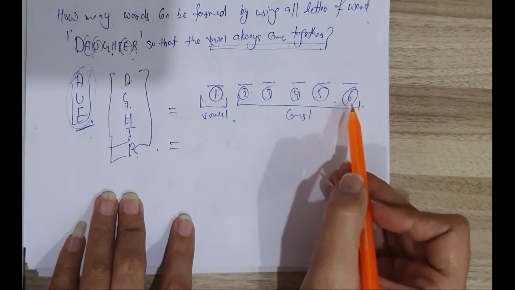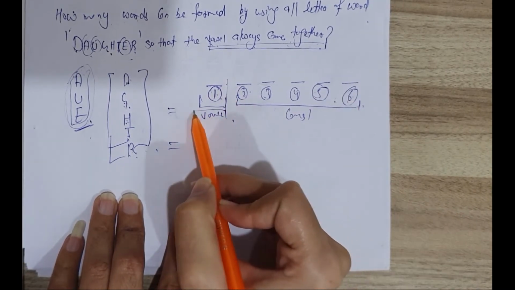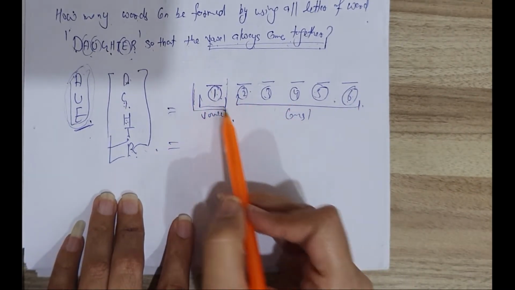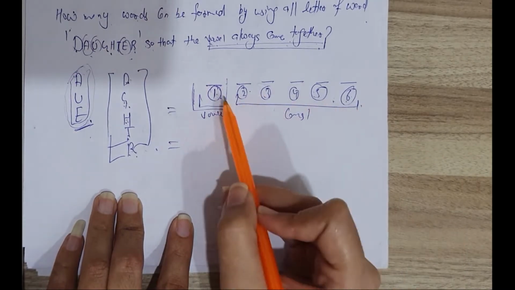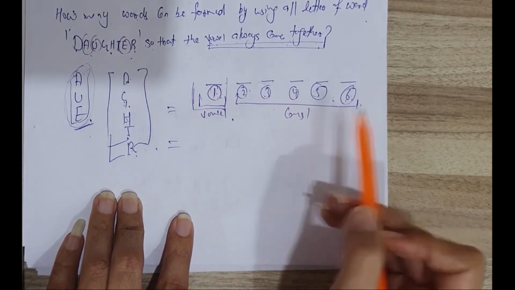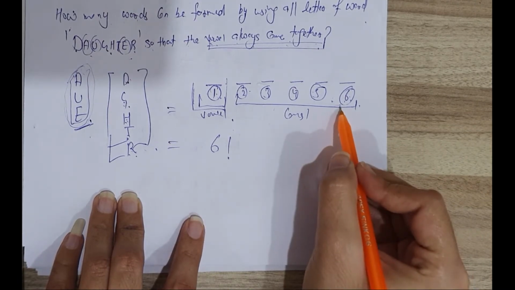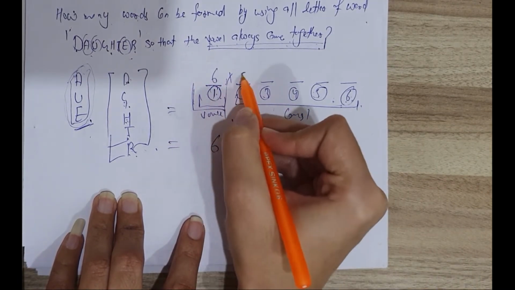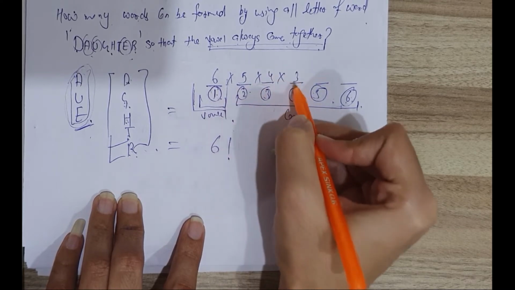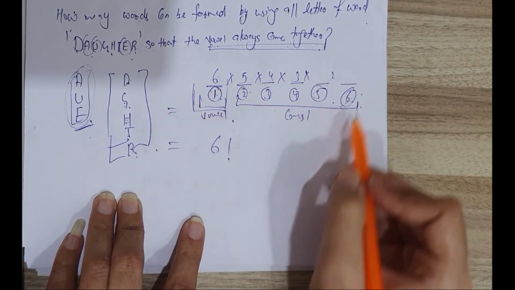Here see how many places there are. We grouped the vowels and gave them one place. So how many places are getting occupied? 1, 2, 3, 4, 5, 6. 6 places are getting occupied, so that is 6 factorial, 6, 5, 4, 3, 2, 1.